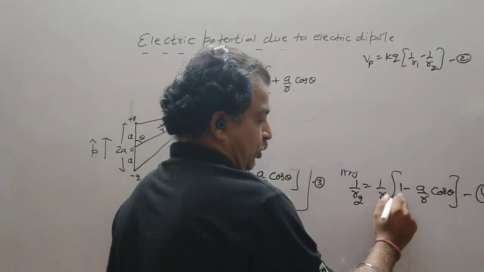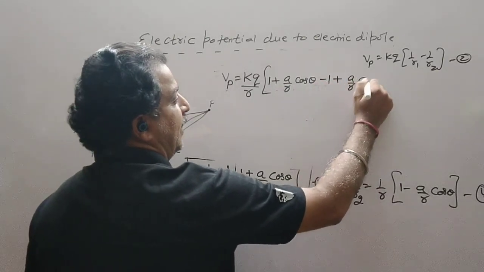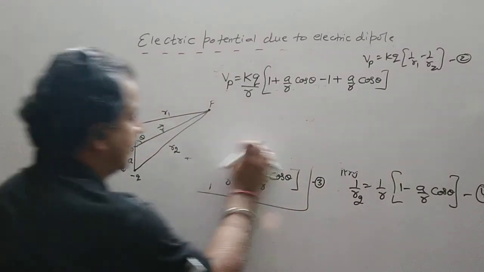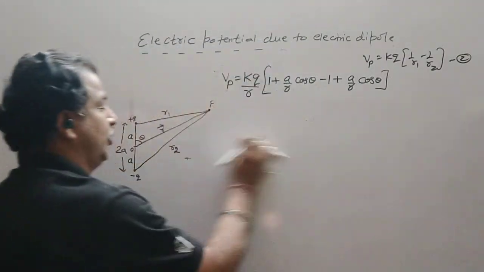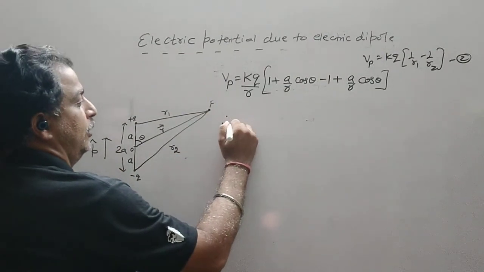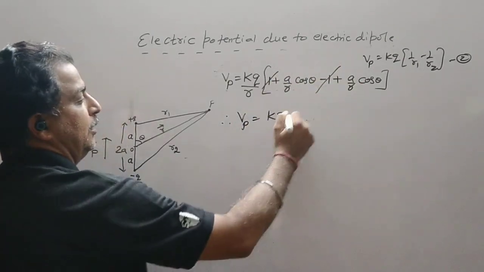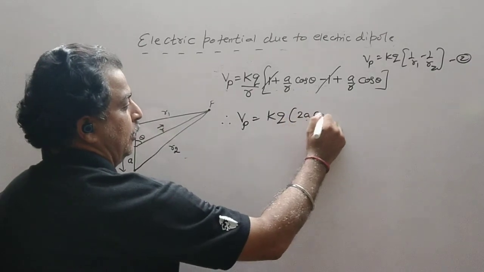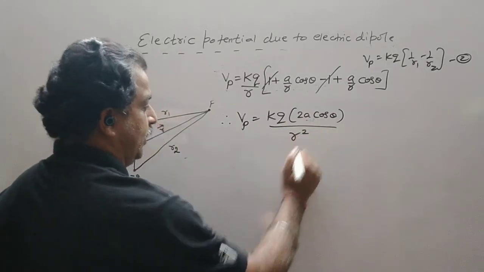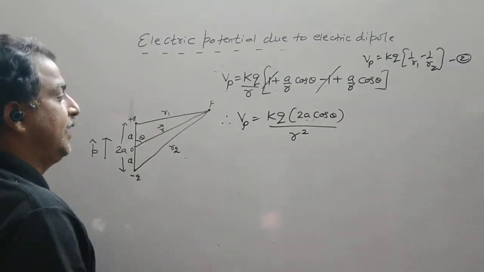Minus 1 upon R, so minus minus here becomes plus. It becomes minus 1 plus A by R cos theta. So substituting equation 3 and 4 in equation 2, this is the potential at point P. Therefore, Vp is equal to Kq upon, 1 cancelled, so 2A cos theta, and this R and 1 R, it becomes R square. So this is the potential at point P due to dipole.